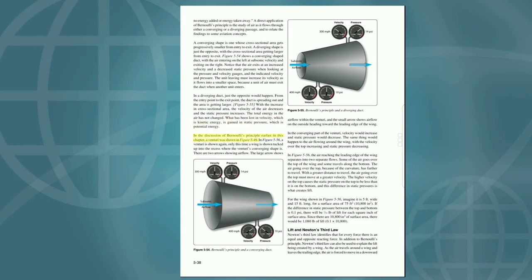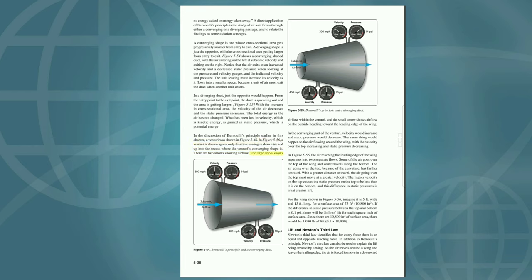In the discussion of Bernoulli's principle earlier in this chapter, a venturi was shown in Figure 5-46. In Figure 5-56, a venturi is shown again, only this time a wing is shown tucked up into the recess, where the venturi's converging shape is. There are two arrows showing airflow.